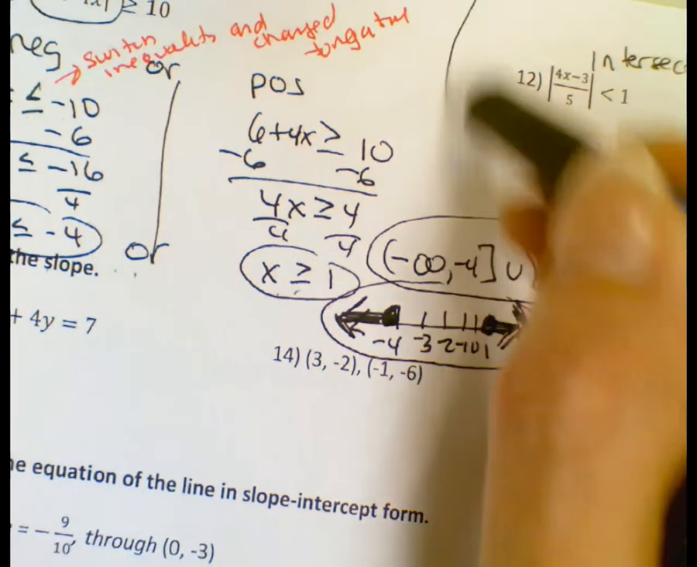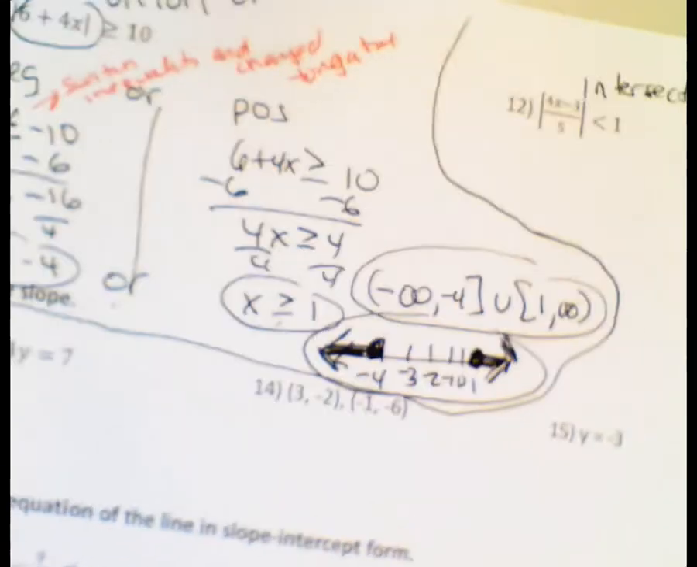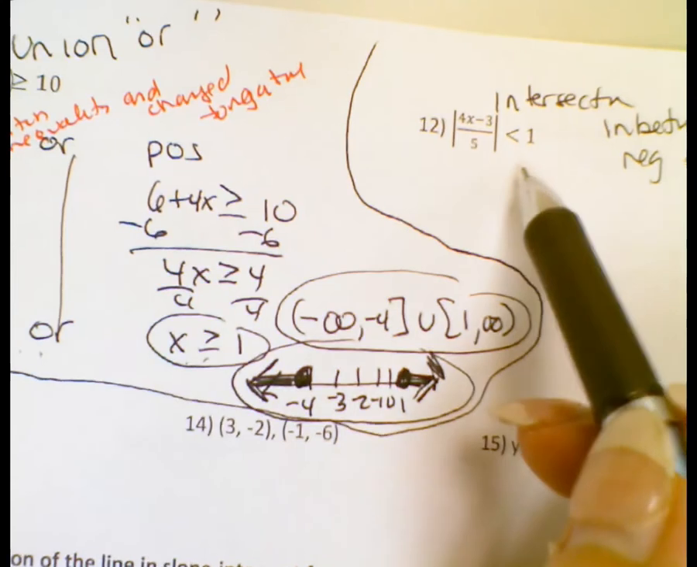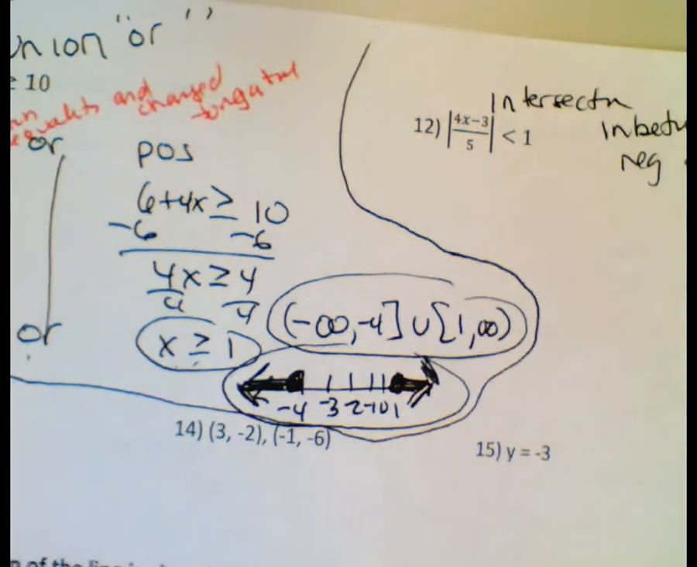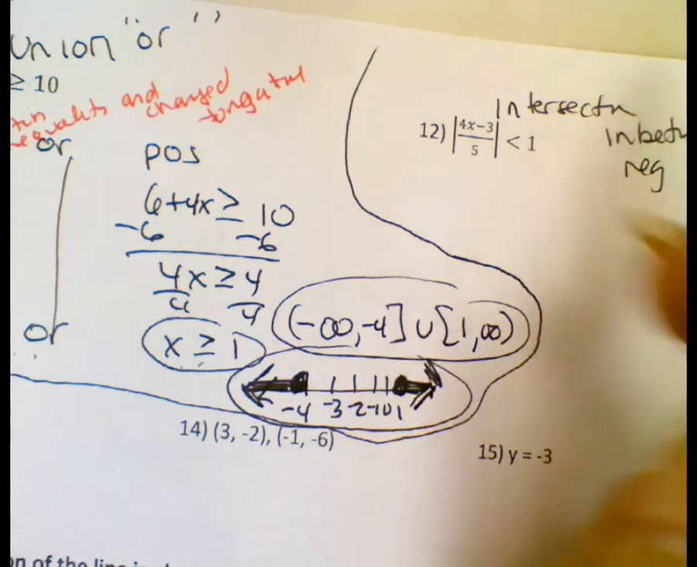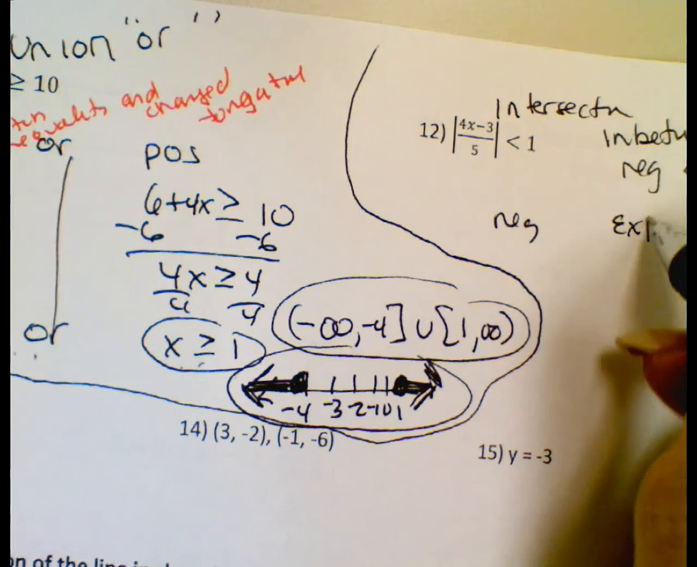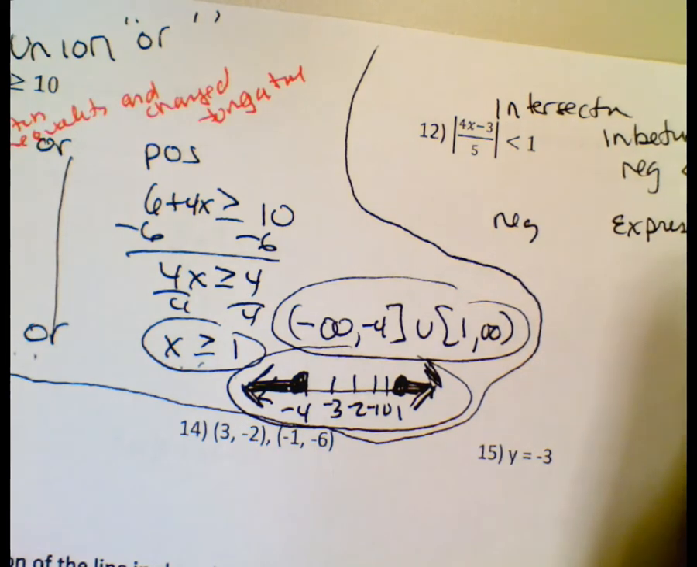I'm going to draw a line to separate that from my next problem because that took so much room up. Now this one is a less than sign, so we set it up differently. Because it's less than, it's an intersection, or in between. We want the expression in between the negative, the expression, and the positive.